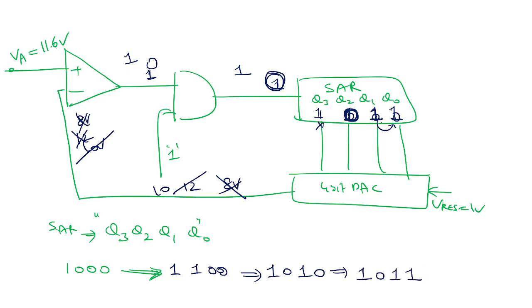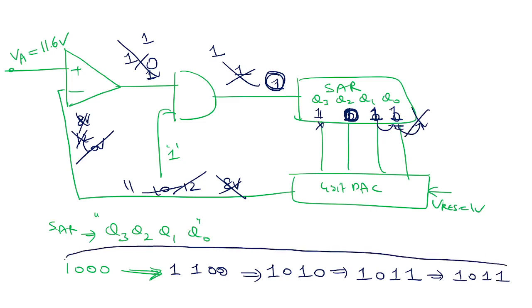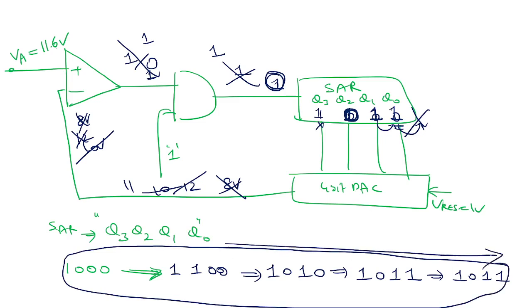So what is 1011? 1011 is 11, right? 11.6 is greater than 11. That means the output is going to be 1. That means don't do anything. Nothing else to change. So 1011 will be stabilized. That's it. These are the different states that are traversed during the stabilization process. Are you guys clear with this?